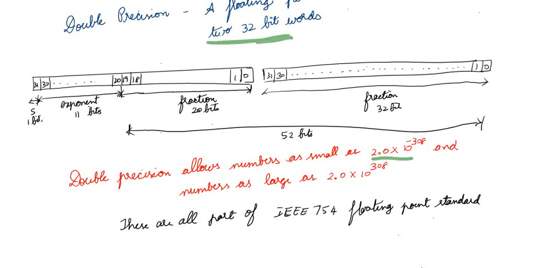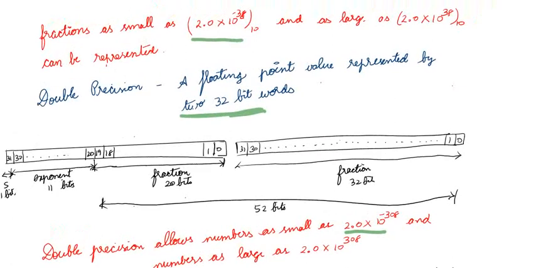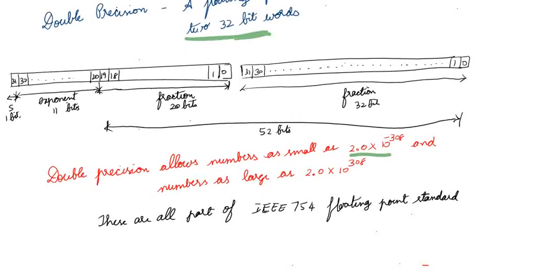Very small values can be represented, as well as a very large number, 2 times 10 to the power of 308. Of course, when you compare with single precision, you can clearly understand that in single precision the largest value possible is 2 times 10 to the power of 38. But here you can see 2 times 10 to the power of 308. It's a very large value. So that's an advantage of going for the double precision.